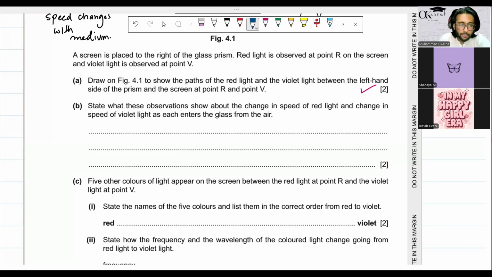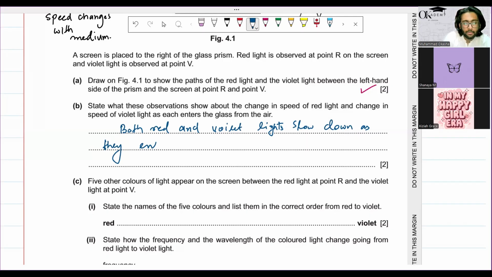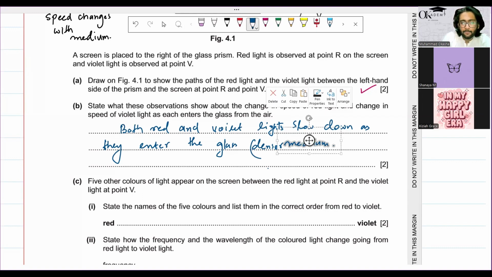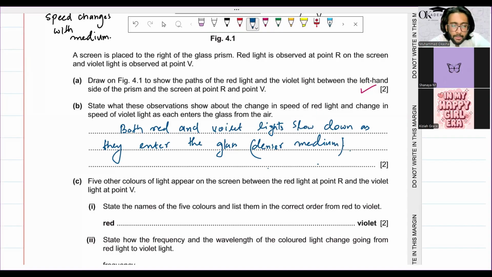So I'll write: both the lights, the red and violet lights, slow down as they enter the glass medium, or you can write it in brackets, the denser medium. Okay, so that's the first thing to know.